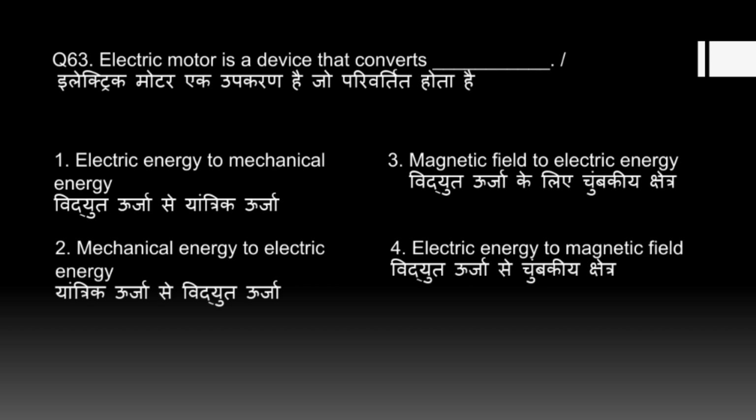Option 3 is question number 63. An electric motor is a device that converts what type of energy to another energy? Option 1 is electric energy to mechanical energy, option 2 is mechanical energy to electrical energy, option 3 is magnetic field to electric energy, option 4 is electric energy to magnetic field. By pausing the video you can answer this question in 5 seconds.